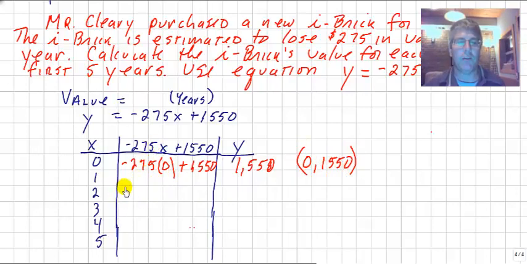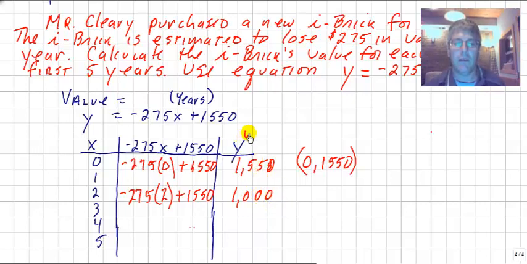I'm going to skip 1. I'm going to go to 2. I'm not going to do every single one of these because I think you get the hang of it. Negative 275 times 2 in year 2, what's going to be my value? Well, 275 times 2 is 550. So my value, or my y, is going to be $1,000. So after 2 years, my iBrick dropped in value to $1,000.